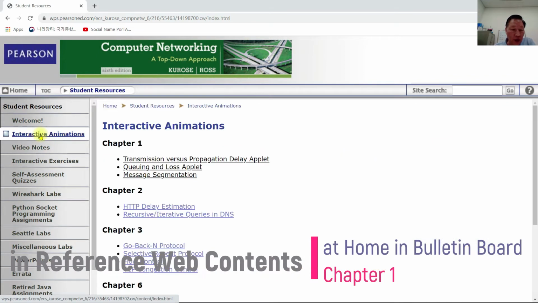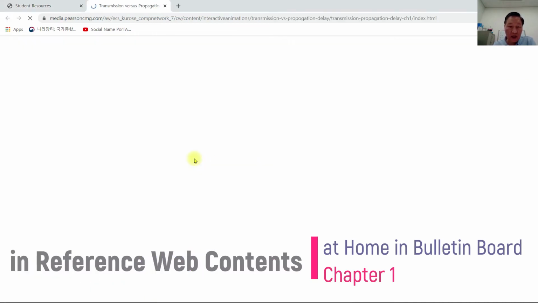Here, interactive animation. In this menu, we can see some contents about chapter number 1. This is called interactive animations. The first one is about the transmission versus propagation delay applet, the second one is about the queuing and loss applet, and the third one is message segmentation. Let's look at this one first.